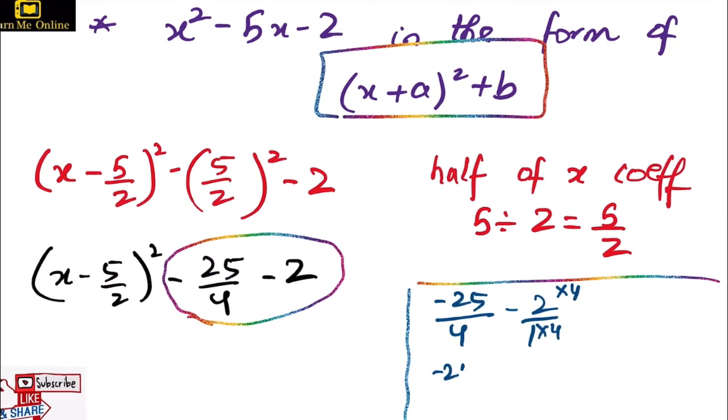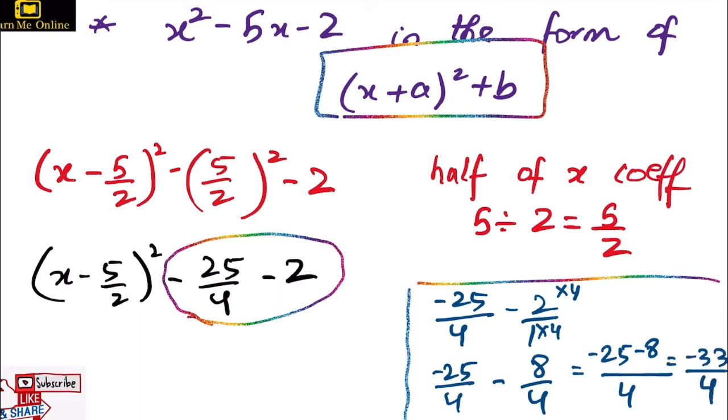You'll be having minus 25 over 4 here. Minus 4 times 2 is 8 over 4. Once you have the same denominator, you write down the denominator once. And you write down what you have in the numerator, which is minus 25 and minus 8. So you'll be writing minus 25 and minus 8. When you simplify minus 25 and minus 8, you'll get minus 33 over 4.